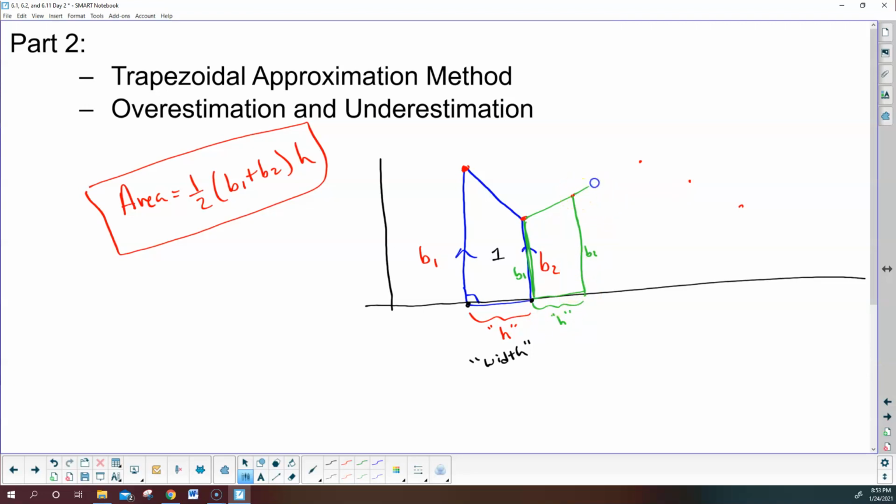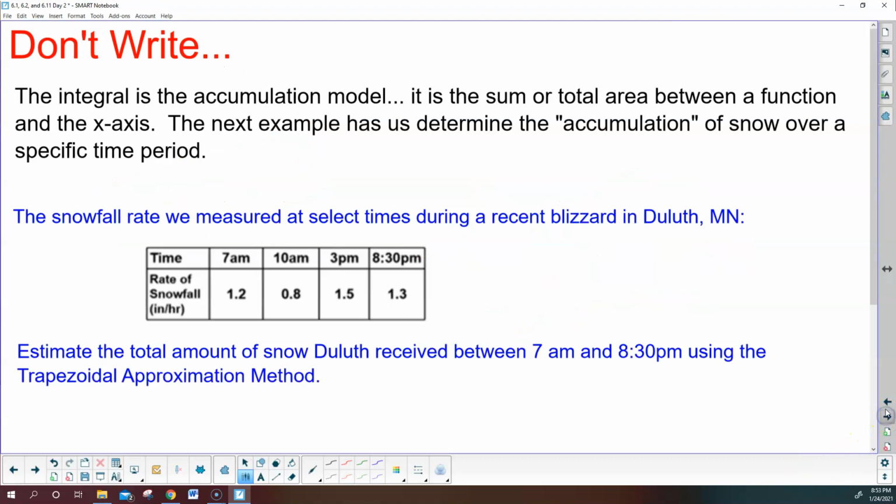And then it would keep going, right? Here's another trapezoid. And here's another trapezoid. So we're just going to find the area of each one and add them up. All right, so here's a quick example. Don't write this, I just want you to watch it.